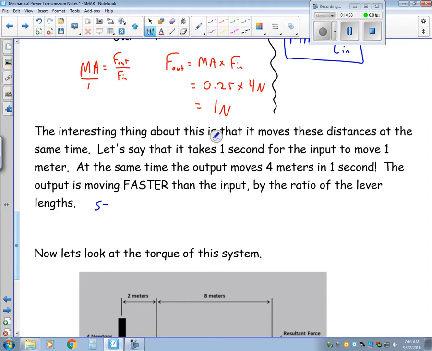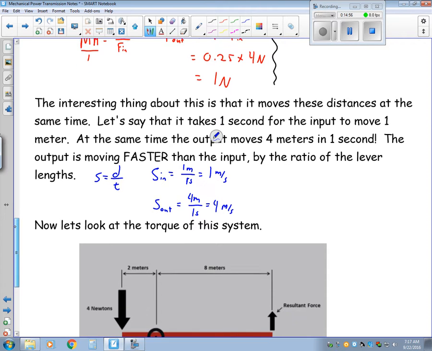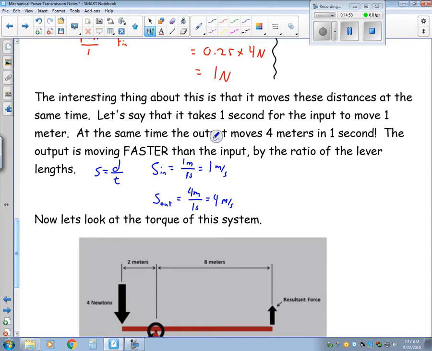So speed is distance divided by time. So I would have an input speed, which would be 1 meter divided by 1 second, so 1 meter per second. I would have an output speed, which would be 4 meters divided by 1 second, or 4 meters per second. So notice what that means then is that the output speed equals the input speed divided by mechanical advantage.